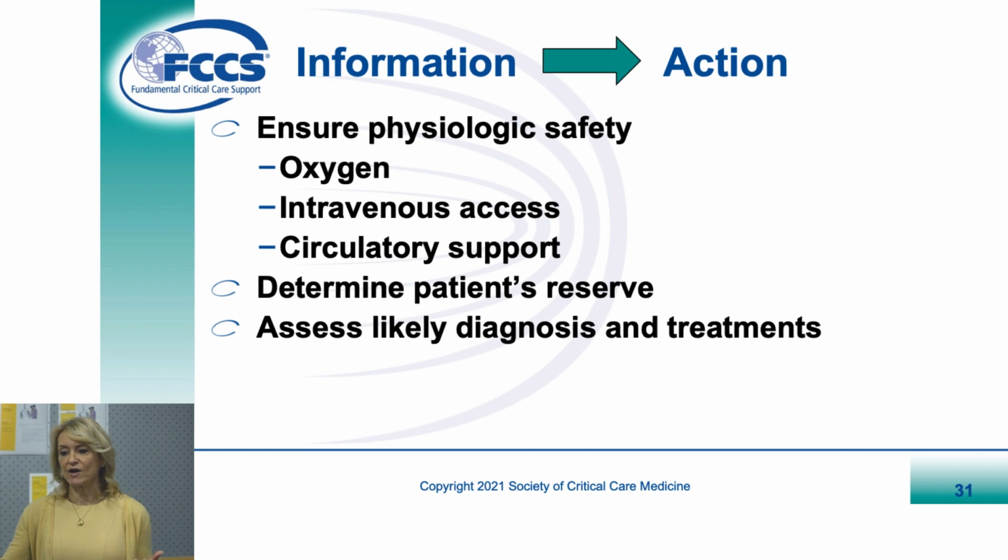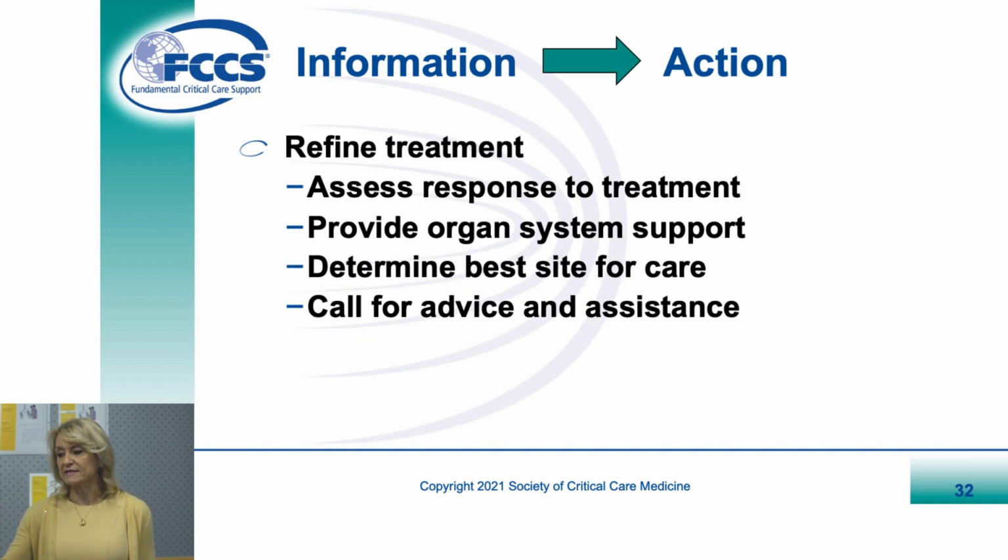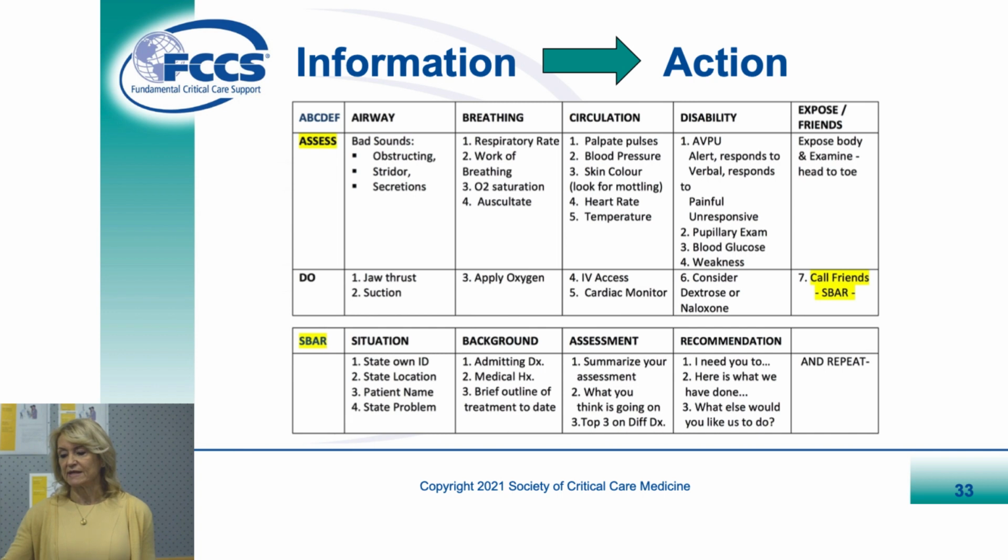You've got him on oxygen, you've got IV access, you're giving him circulatory support, you're determining his reserve, and you're assessing likely diagnostics and treatments. So very likely this guy might need vasopressors, vasoactive drugs. He's going to need invasive monitoring, and you really are going to need to get him to the best site for care. And you're going to need to call for advice and assistance. This is where your friends come in. And so again, on this UBC rapid assessment tool, there is the SBAR communication tool.